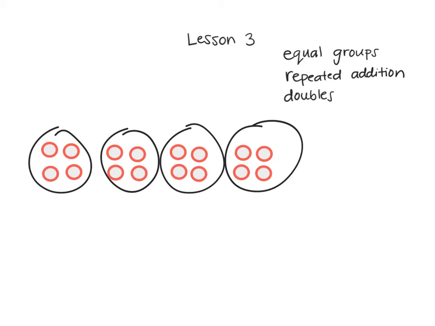So what I have here is a math drawing of equal groups. You can see that there are 4 counters in each group. So first thing is, what kind of repeated addition equation could I draw to match this picture? So what I see is that I have 4 plus 4 plus 4 plus 4.